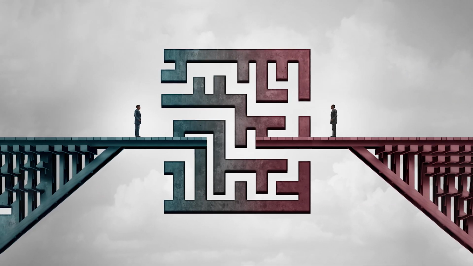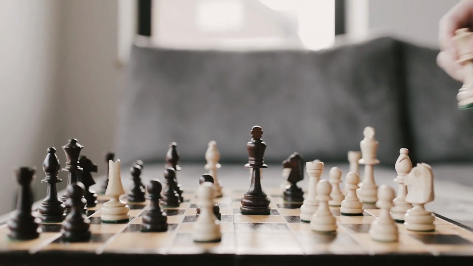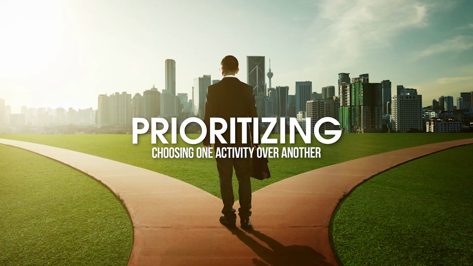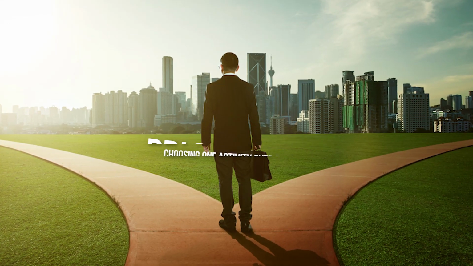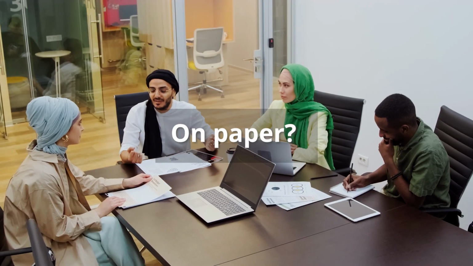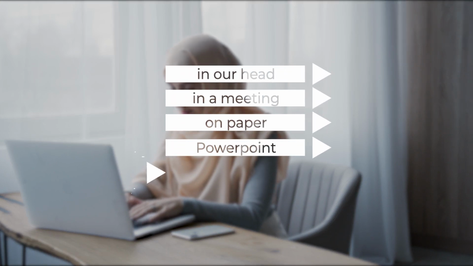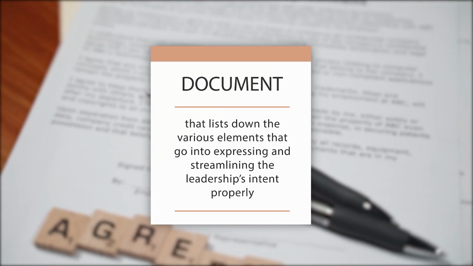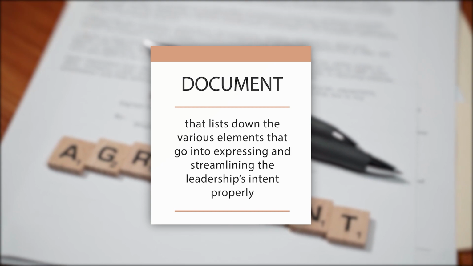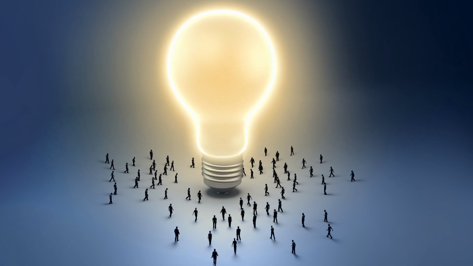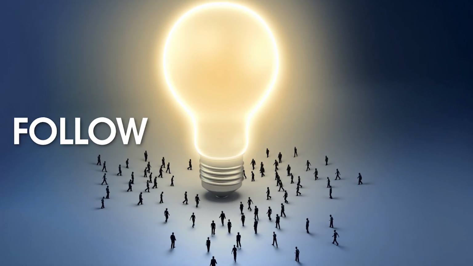So, you already know what strategy is, right? It is basically the decisions we make to achieve our objectives and is about prioritizing and choosing one activity over another. So, where do we make those choices? In our head, in a meeting, on paper, on PowerPoint? Actually, all of the above, and maybe more. So, you can call it a document that lists down the various elements that go into expressing and streamlining the leadership's intent properly, which the rest of the organization should ideally understand and follow.